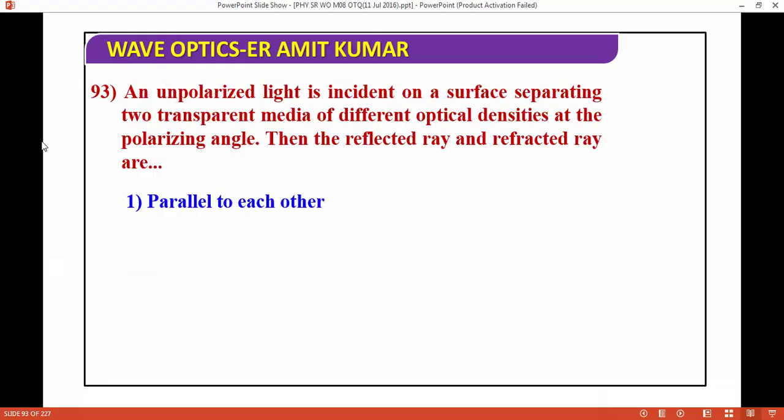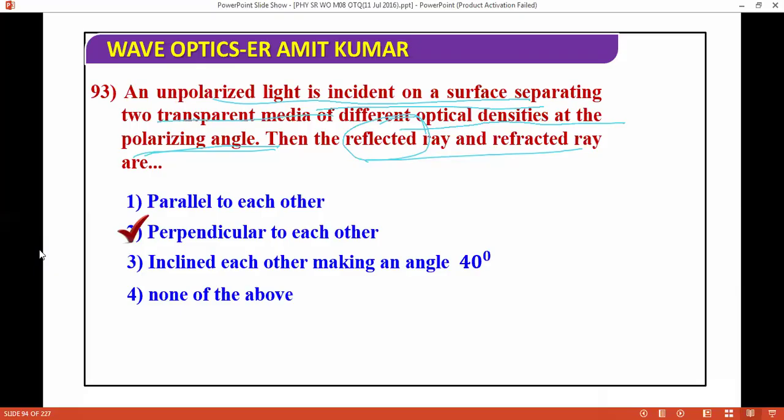Next question: unpolarized light is incident on a surface separating two transparent media of different optical densities at the polarizing angle. Then the reflected ray and the refracted ray are perpendicular to each other. This is the correct answer. That is Brewster's angle, which we already know.